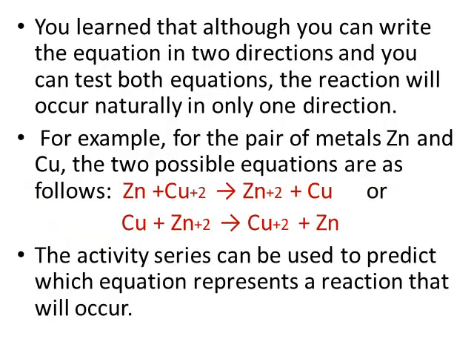Now, you learned that although you can write the equation in two directions and you can test both equations, the reaction will occur naturally in only one direction. For example, for the pair of metals, zinc and copper, the two possible equations are as follows. Zinc metal plus copper ion changes into zinc ion and copper metal, or copper metal plus zinc ion changes into copper ion and zinc metal. Now, I want you to tell me, how can you predict which equation will be represented? Yes, the activity series can be used to predict this.